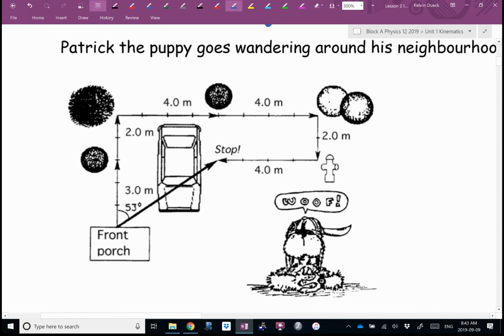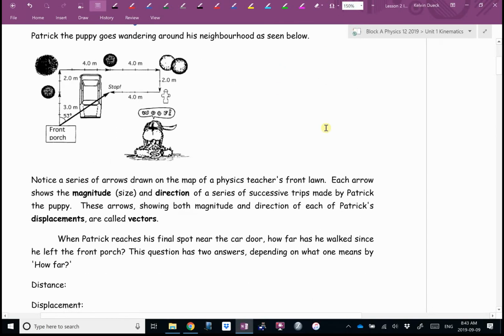There are several ways that I can describe Patrick the puppy's path. Notice there are a series of arrows drawn on the map of the physics teacher's front lawn. Each arrow shows the magnitude and direction of a series of successive trips made by Patrick the puppy. These arrows, showing both magnitude and direction of his displacements, are called vectors. When Patrick the puppy reaches the final spot near the car door, how far has he walked since he left the porch? Kira, it depends on what you mean by how far.